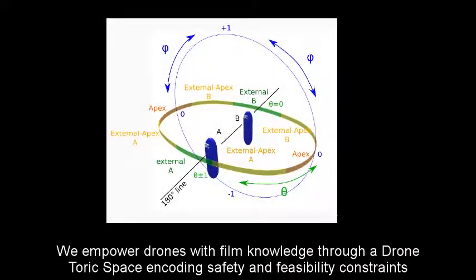Our first contribution is a parametric camera space dedicated to cinematographic drones, which prevents the camera from colliding with the targets, encodes visual properties over targets, such as external or apex shots, and ensures the drones can move to any configuration in this parametric space.